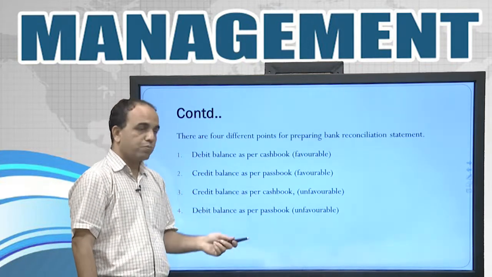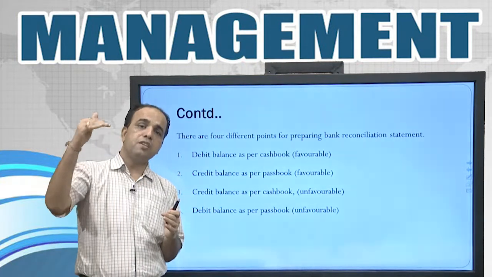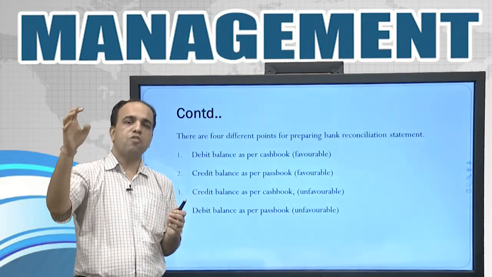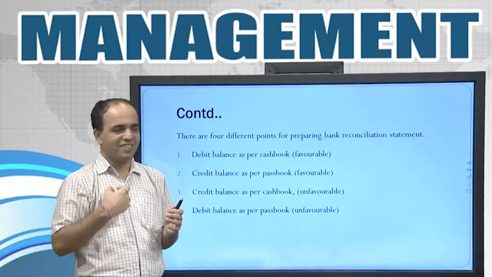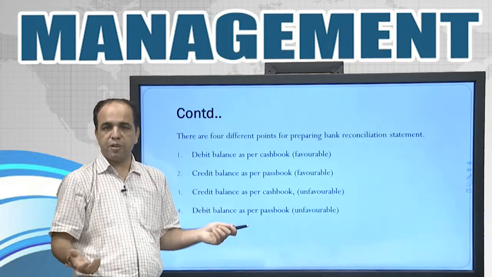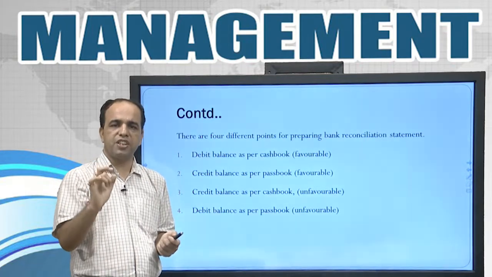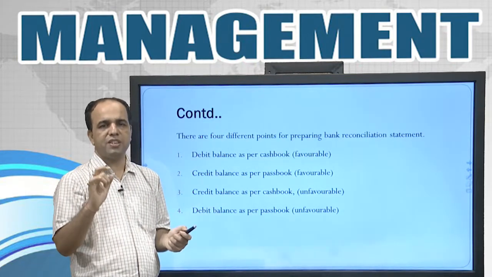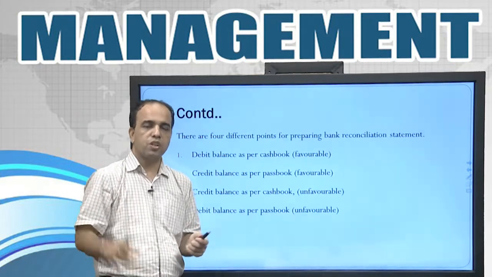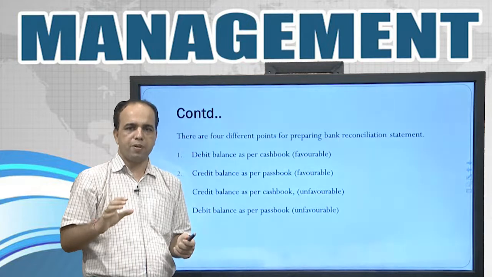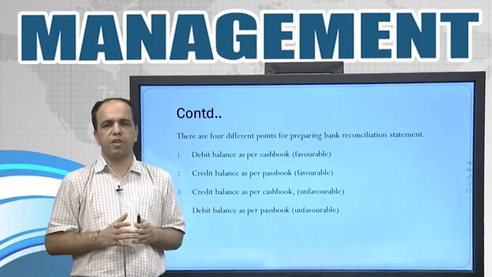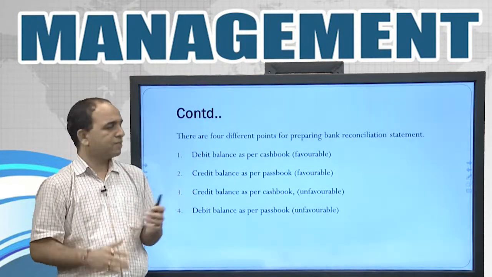Credit balance as per passbook is also favorable. It means that in the bank passbook, if we have a credit balance, then for the bank we are the creditors. Credit balance as per cash book is unfavorable, because a credit balance is generally written under liability, and here liability means a bank overdraft, which is unfavorable. Debit balance as per passbook is also unfavorable. So, friends, whether it is favorable or unfavorable, we have to take care of all these things.